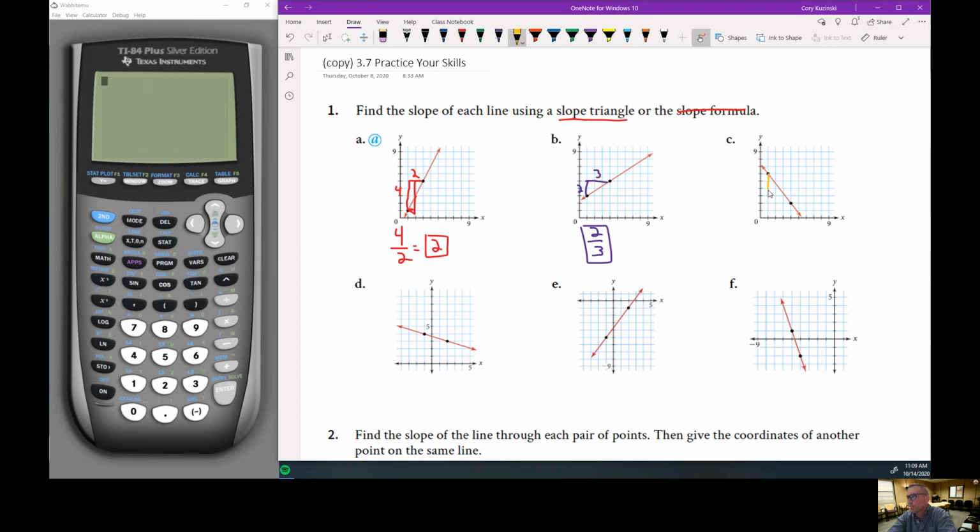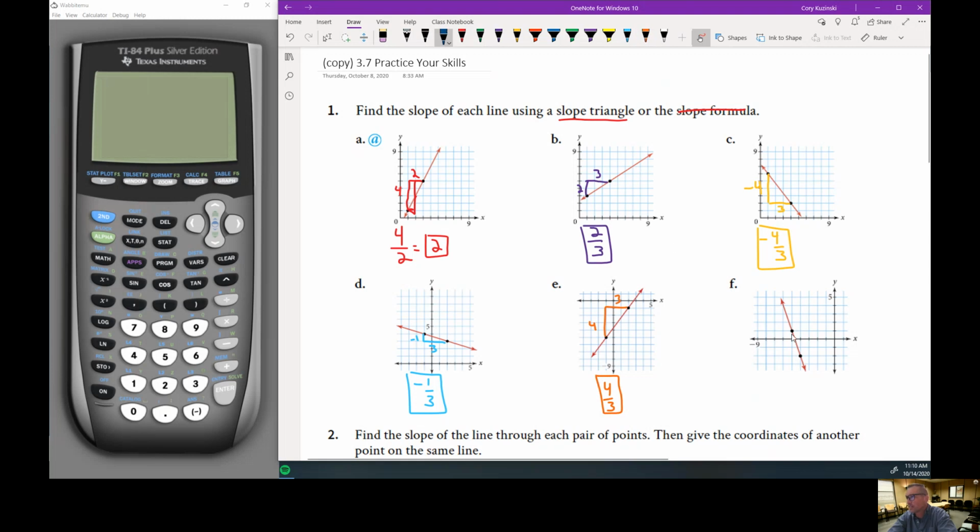For C, 1, 2, 3, 4 down. So that's a negative slope since we're going down from left to right, and 3 to the right, so negative 4/3. On D, we're going to need to go down 1, so that's negative, and right 3, so the slope is negative 1/3. On E, we've got 1, 2, 3, 4, and to the right 3, so positive 4/3 on this one.